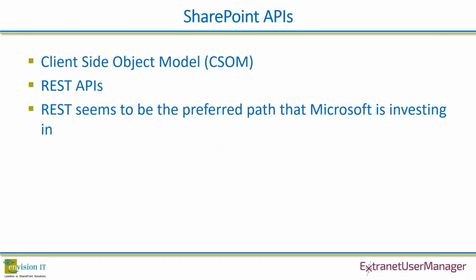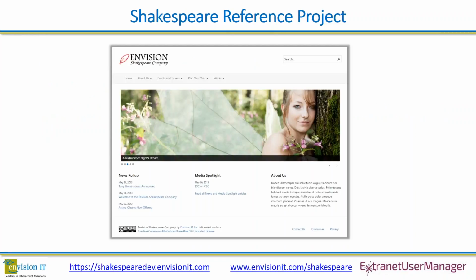We can use the client-side object model. So Microsoft has standard methods for .NET and for JavaScript to access SharePoint through client-side code. Or there's the REST APIs. And REST really seems to be the preferred path Microsoft's investing in. There's always been this back and forth of what's in one model versus the other. REST seems to be the one where most of the investment is going into. So let me show you a couple examples.